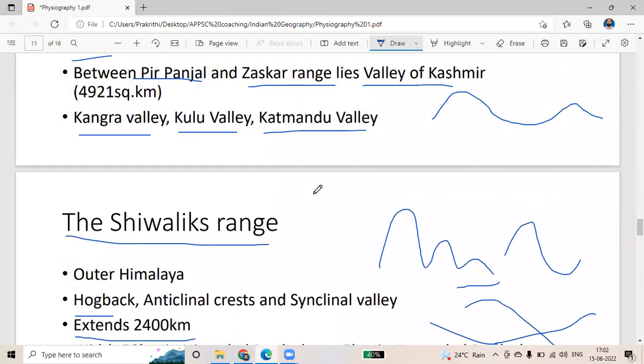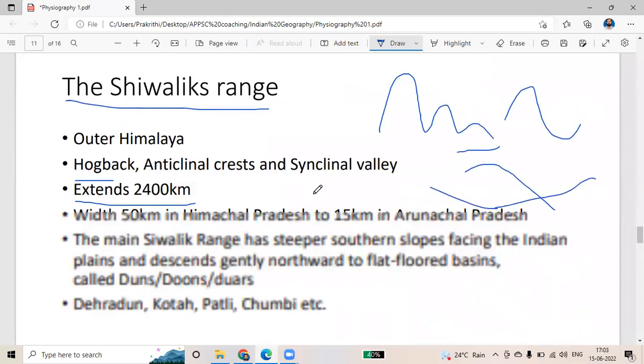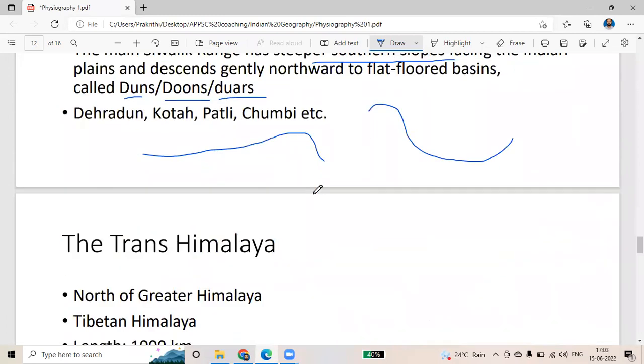So we have Greater Himalaya, we have Lesser Himalaya, and we have the Shivalik. Along with this, we have another portion that is known as the Trans-Himalaya. Trans-Himalaya lies in the northern side of Greater Himalaya. So it is a transition zone.